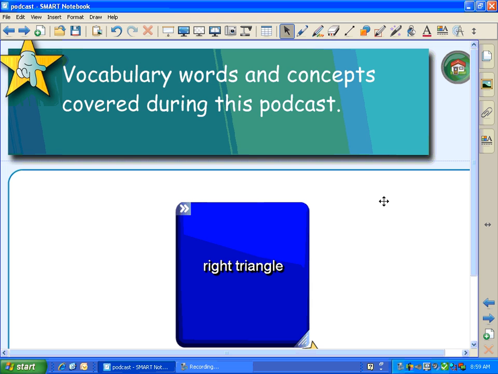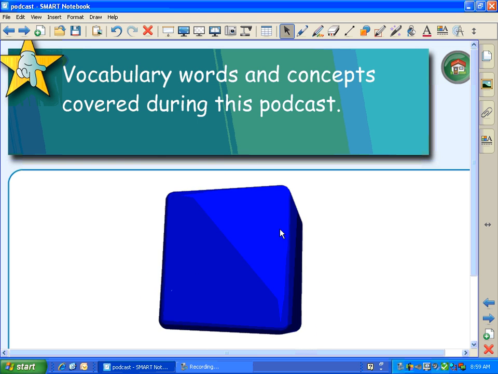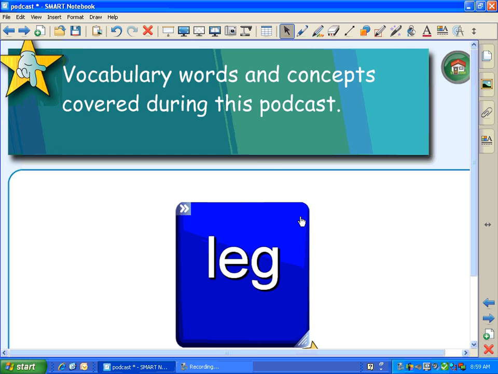A right triangle has a right angle in it, and anytime you have a right triangle, you can use the Pythagorean Theorem. Here's a thought: if it's not a right triangle, you can't use the Pythagorean Theorem. The Pythagorean Theorem only works for a right triangle. Leg. By definition, the two sides that form the right angle in a right triangle are called the legs.